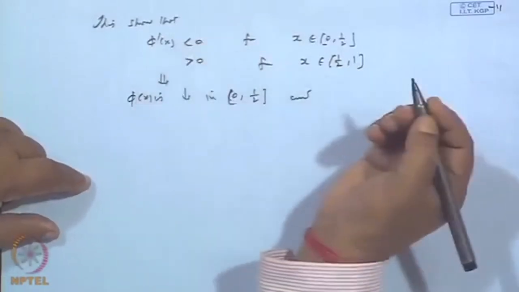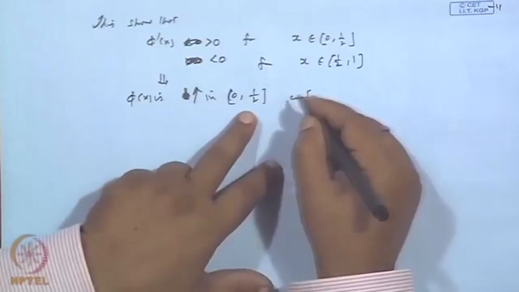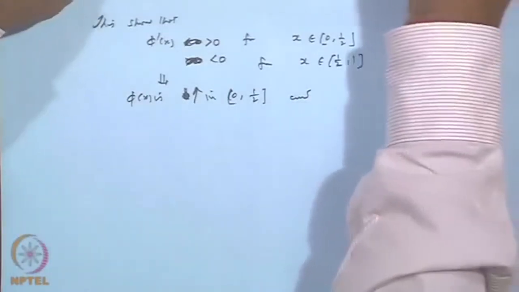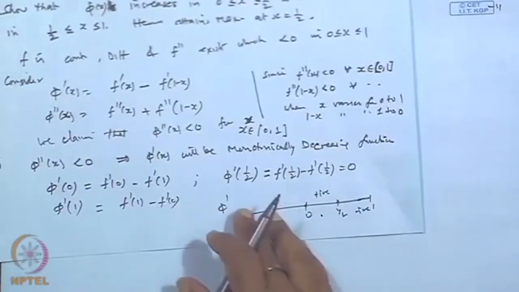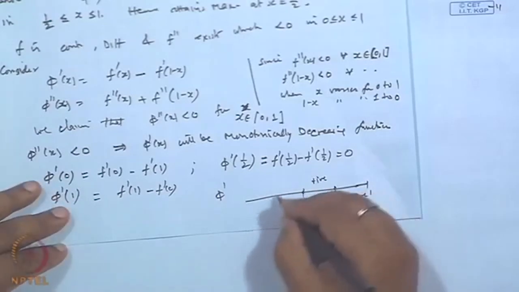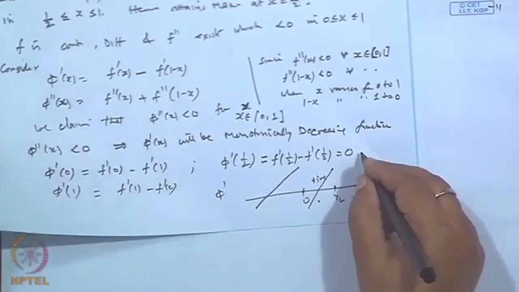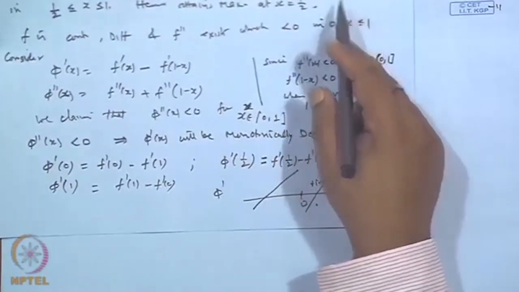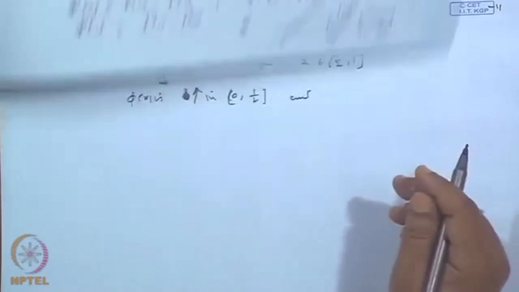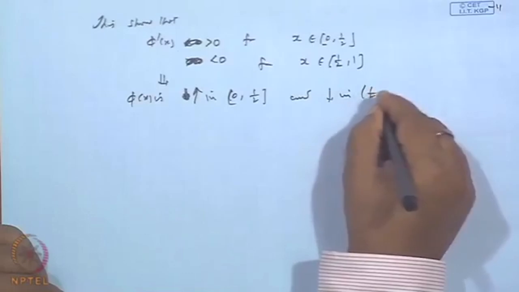It's the other way around. Phi dash is greater than 0 in this interval, and less than 0 in the other. So, phi is an increasing function in the interval where phi dash is positive, and then it is decreasing. So the function will be something like this, and at the point half it decreases, so it will go like this. So the maximum value will come at the point half. So it is increasing in this and decreasing in the interval half to 1.